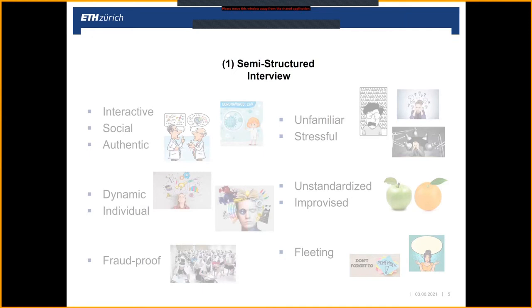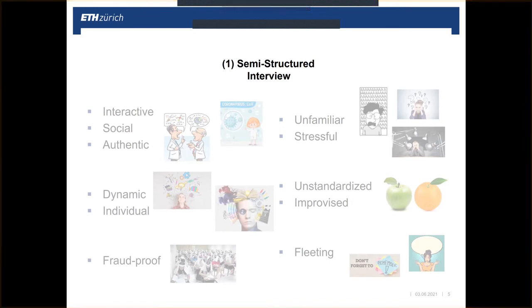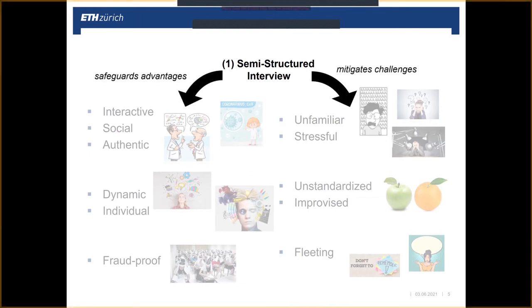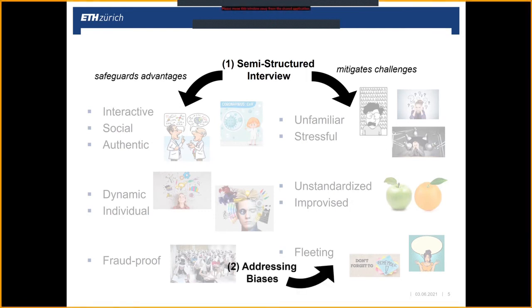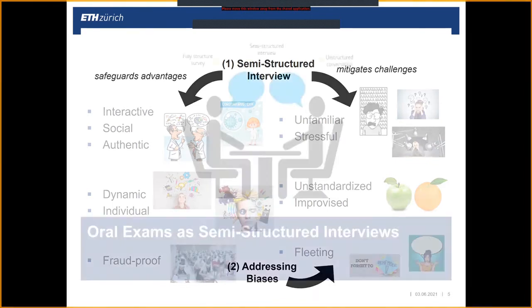So how can we take advantage of these benefits while addressing the shortcomings? So one thing I would like to suggest is to structure oral exams as a semi-structured interview, which mitigates the challenges and safeguards the advantages. And the other very important thing to think about is how we can address biases, because oral exams inherently are a situation that is much more prone to misjudgments due to biases than, say, a written exam.